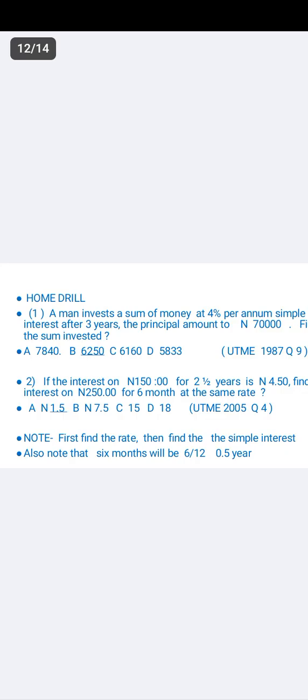What you need to do in that first question is to find the principal, and you know the amount is given, simple interest is not given. So what you need to do is to use the formula: principal is equals to amount over 1 plus rate times what? Time.